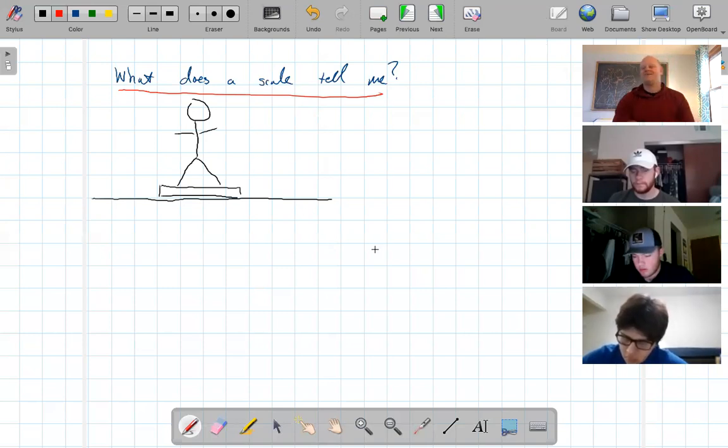So what am I saying? Oh yeah. So if I push myself up, what'll happen in that case then is the normal force is going to go down. So what my scale actually tells me is it tells me my normal force. So what the scale tells me then is it tells me the normal force.